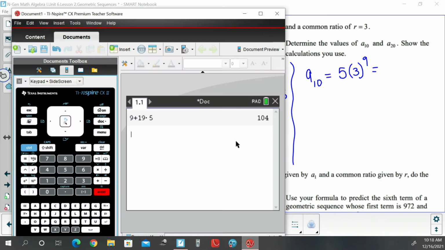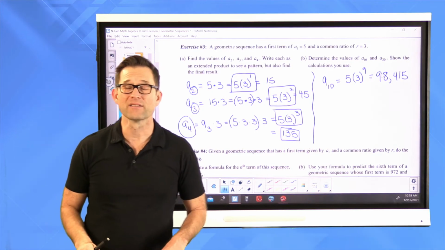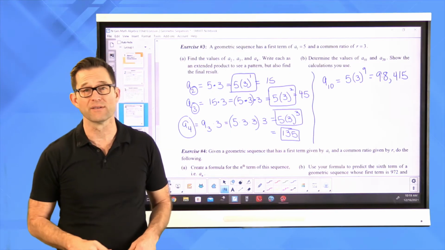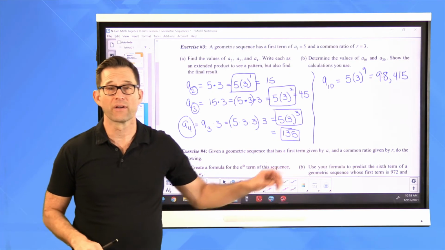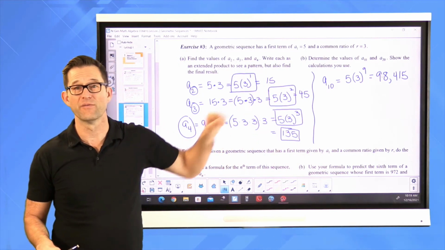Again, slightly bigger number than what I want to deal with right now. 5 times 3 to the 9th is going to be 98,415. Great, and that's just A10. Now you've got to watch out, because the last thing you'd ever want to do is say, well, A20 should just be twice A10 because, well, 20 is twice 10. By the way, no, that doesn't work, right? A4 wasn't twice A2, 135 versus 15.